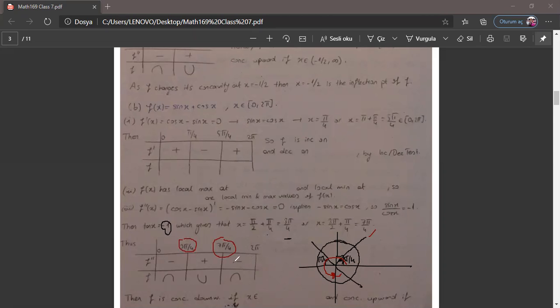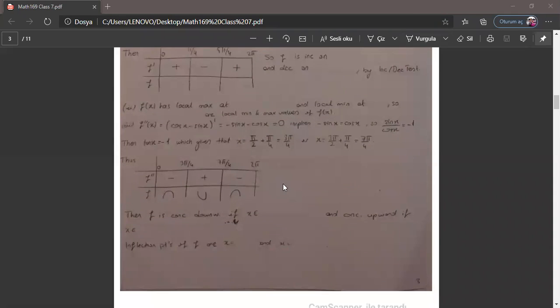Okay, you again decide the sign of the second derivative of the function, and by the concavity test you have these ones. So what do you say? f is concave downward on this interval from 0 to 3 pi over 4 union this one, and it's upward on this interval. So the inflection points are these two roots because it changed its concavity.